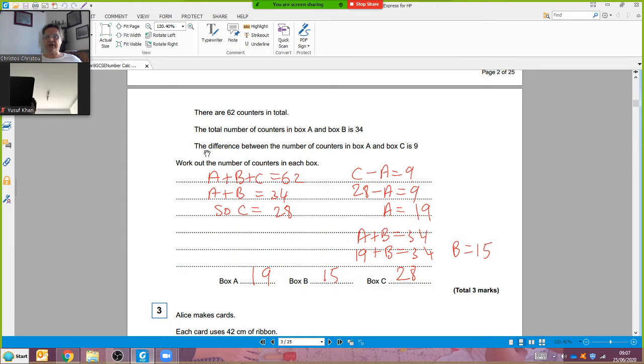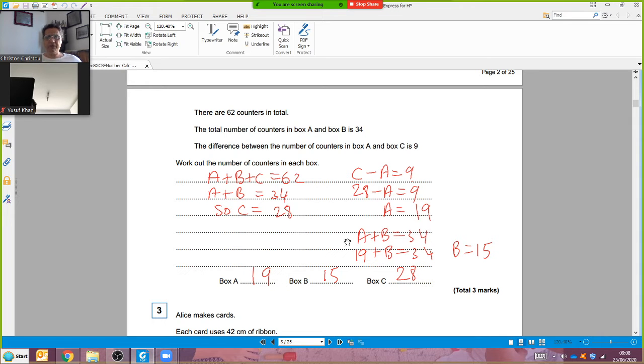Then I'm going to read the third line. The difference between the number of counters in A and C is 9. So C take away A is 9. I know that C is 28, so 28 take away something is 9. So A must be 19. Get your answer, plonk it down there. Yeah? So I've now got 2 out of the 3.